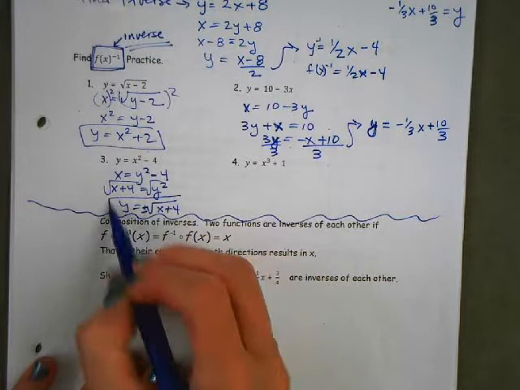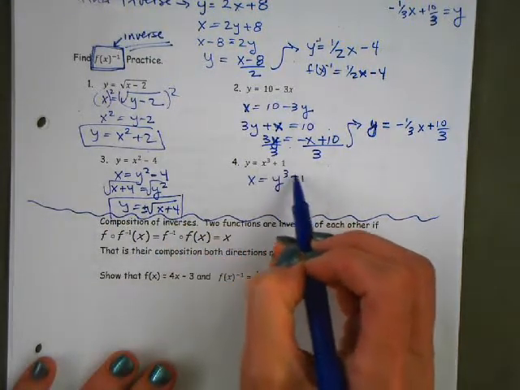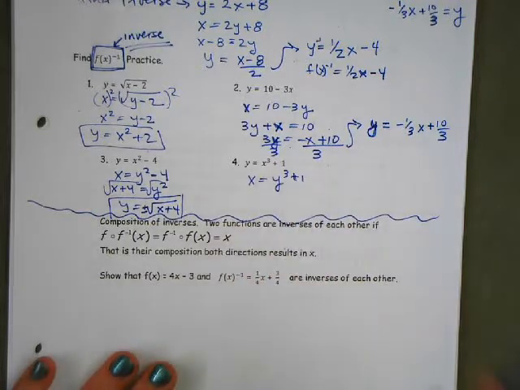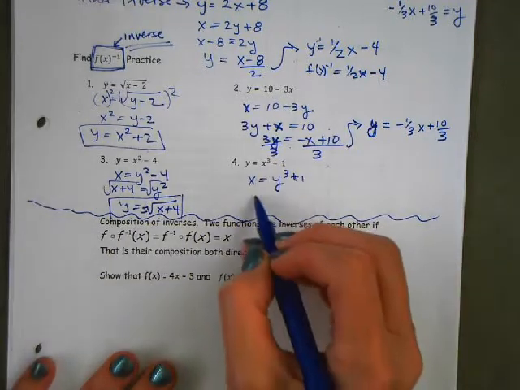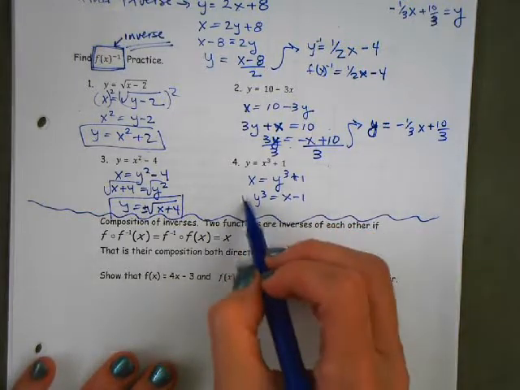Okay? And then the last one is, okay, x equals y cubed plus 1. So at this point I'm going to subtract 1 from both sides. So I got y cubed equals x minus 1. And then I got to take the cube root.